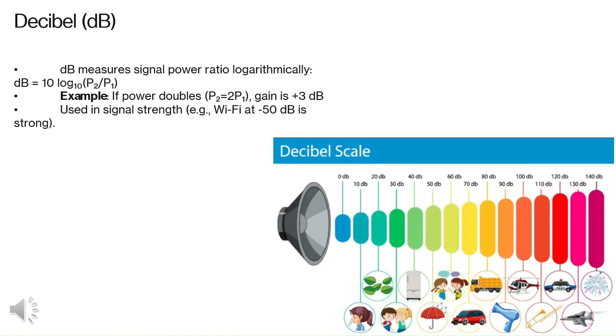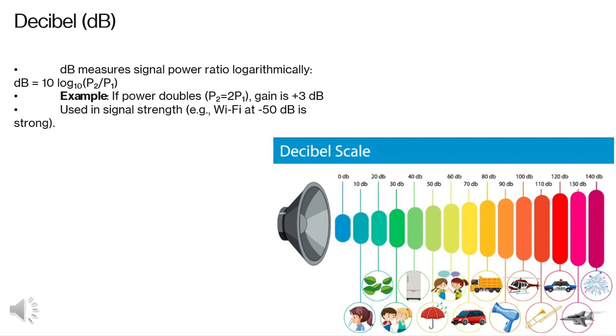Now we are going to talk about decibel. Decibel is the standard way engineers measure signal strength and gain. The formula, as you can see, is 10 log10 of P2 over P1. When power doubles, we get plus 3 dB, a very common reference.